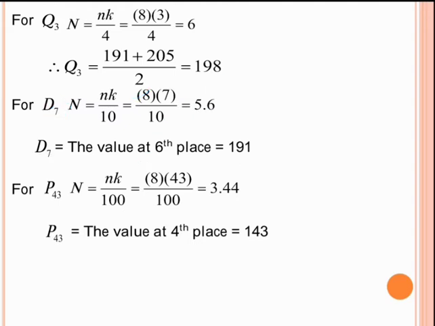Now next we have to find P43. So capital N equals n into k by 100. Again n is 8, k is 43 divided by 100. We are getting 3.44. Okay, again it is not an integer. So when it is not an integer, we will take the higher value of this. So we will consider the fourth value, and our fourth value is 143. So in this way we are making use of capital N to find the values of percentiles, deciles and quartiles.